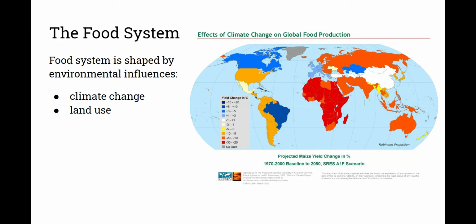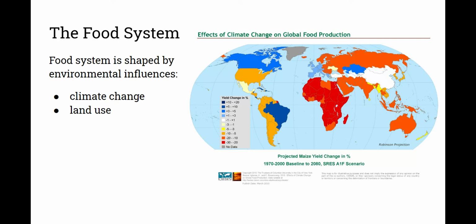So this production of food, this industrial agriculture model, is very susceptible to, shaped by, and influenced by environmental factors. So climate change is something we've been talking a lot about because climate change impacts basically every aspect of environmental health, and food production is no exception. Land use as well is a big environmental factor.